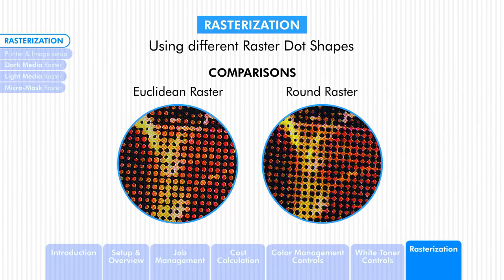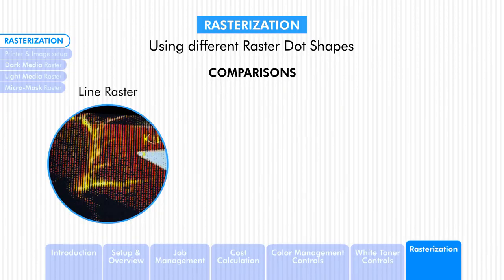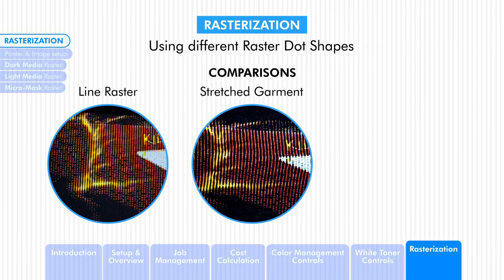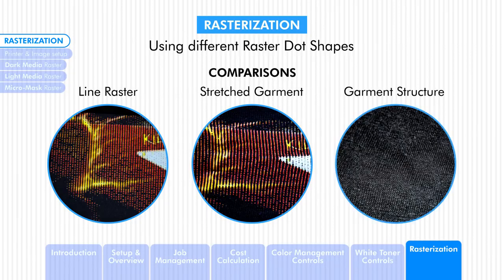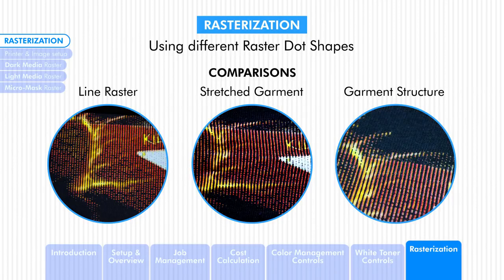The line dot shape can be used to help reduce the cracking of images when the garment is being stretched. By changing the angle of the line raster to match the up and down stitch of the garment, you can prevent your image from cracking. This is because your image has been cut up into lines and moves with the garment structure as it is being stretched. If a line raster design follows the garment structure, it can be stretched without cracking the design. The line raster option moves with the garment, while other raster dot shapes cannot move.